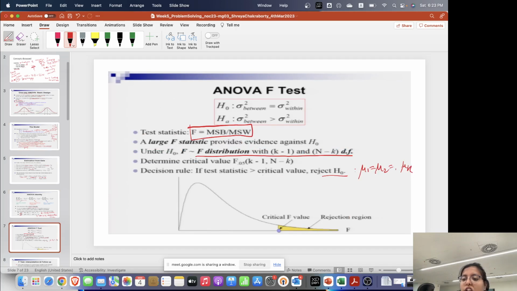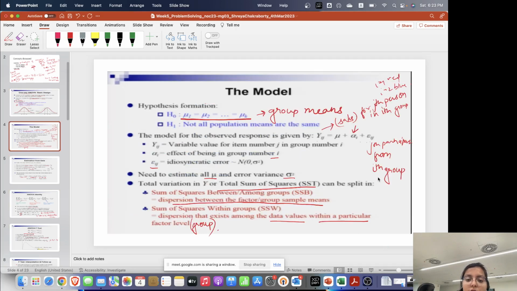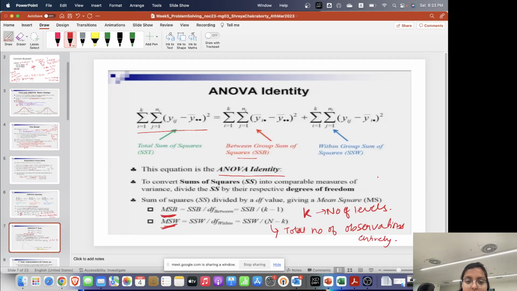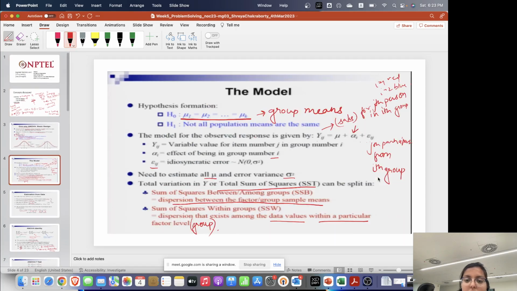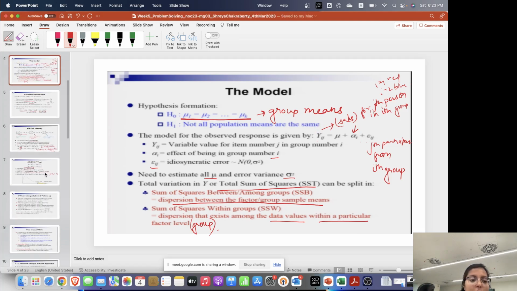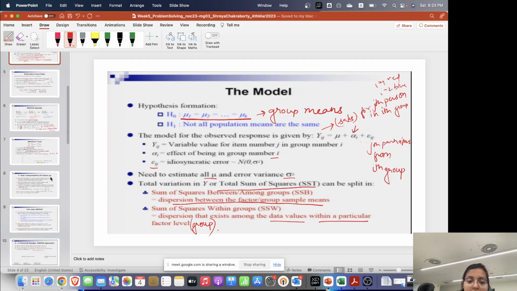And then we reject null and conclude that at least one population mean is differing from the other. Not all population means are the same. So this is basically the logic behind one-way ANOVA.